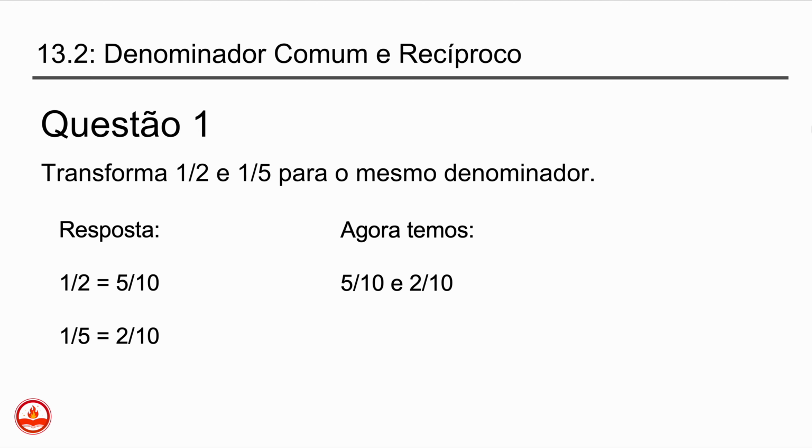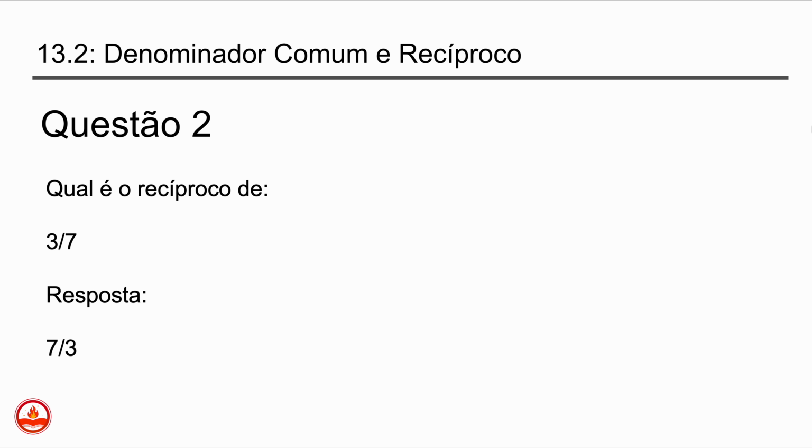Convert 1/2 and 1/5 to the same denominator. The common denominator is 10. 1/2 becomes 5/10. 1/5 becomes 2/10. What is the reciprocal of 3/7? The answer is 7/3. What is the reciprocal of 1/4? The answer is 4/1, or simply 4.